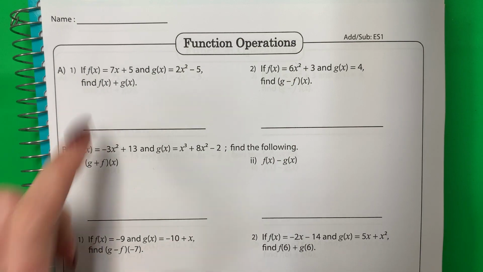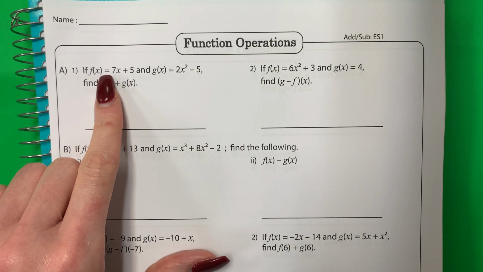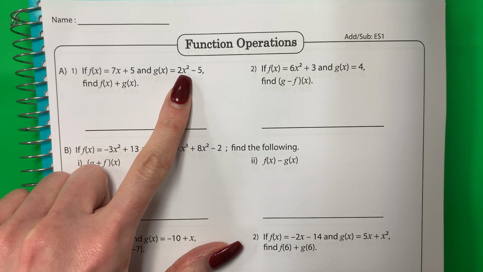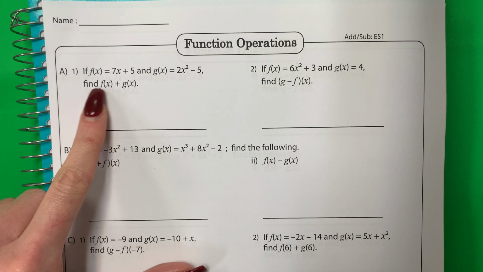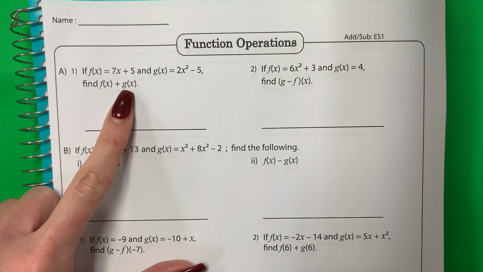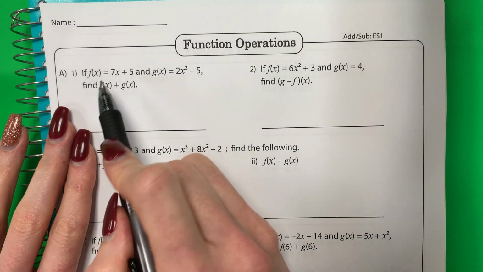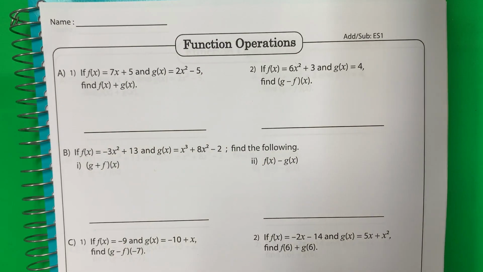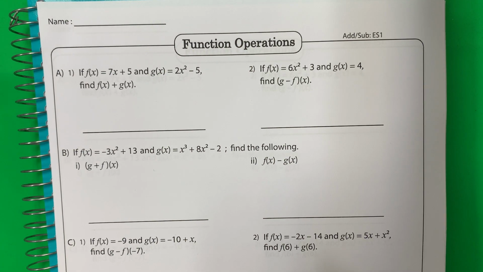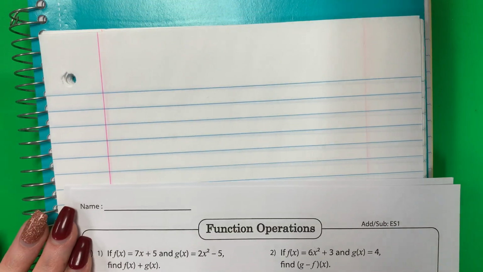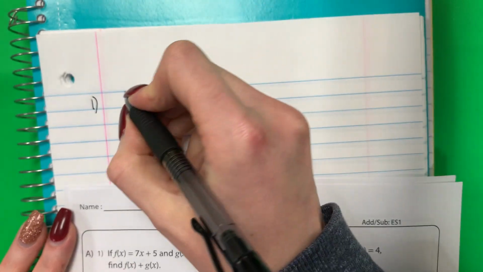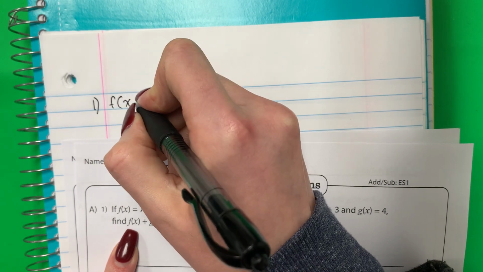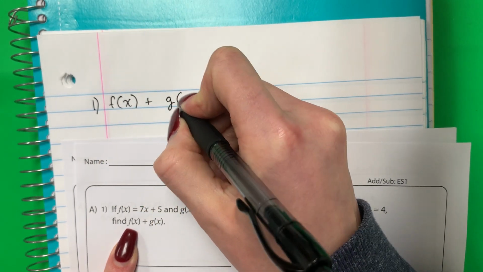Okay, so question 1. If f of x equals 7x plus 5 and g of x equals 2x squared minus 5, find f of x plus g of x. So I'm going to take f and I'm going to add it to g. So let's go ahead and do that. Okay, so question 1, I'm going to do f of x plus g of x.